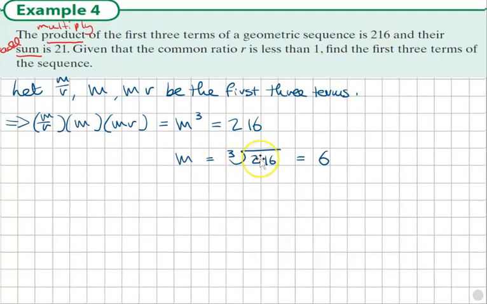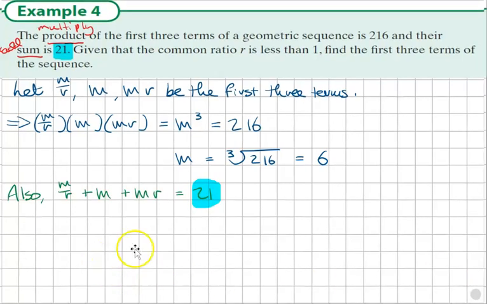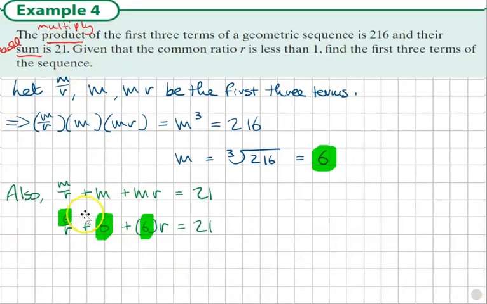So we're going to get the cube root of 216 to solve for m, and we get 6. So that middle term is 6, the middle term of our sequence. We also know from the question that m over r plus m r is equal to 21. So we can replace each of those m's with 6. So we get 6 over r plus 6r is equal to 21, because remember we worked out m to be equal to 6. So now we're just going to solve for r.